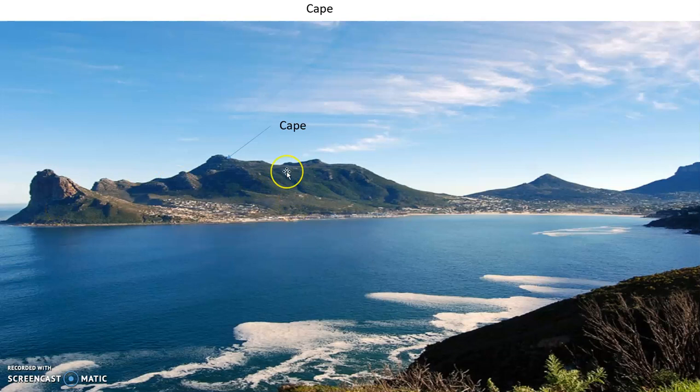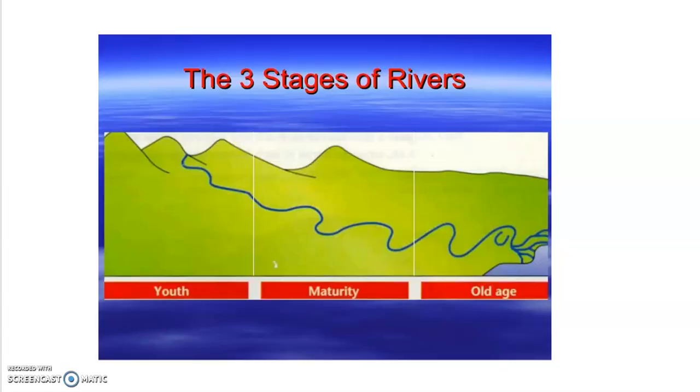So your cape will be the opposite of your bay. The bay curves in along the coastline, and then the cape goes into the sea. Question again. Where are you likely to find your cape and your bay? Are you likely to find the cape and the bay here, there, or there?